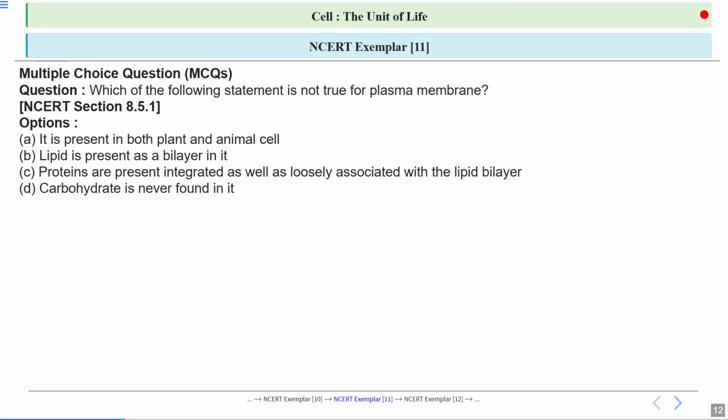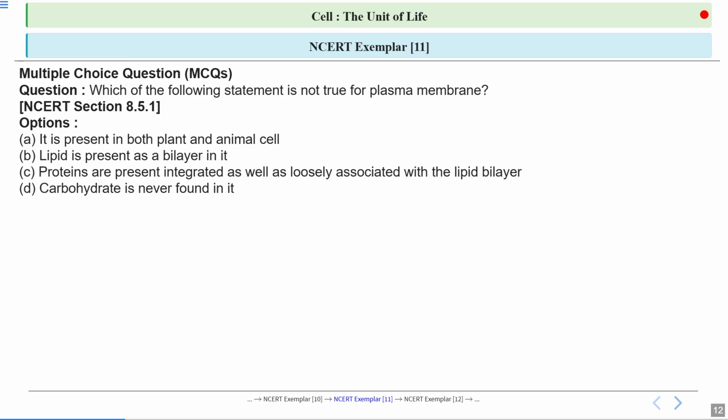So let us take another question here. Which of the following statements is not true for plasma membrane? Not true for the plasma membrane. This question is coming from NCERT section 8.5.1 and the options are as follows. It is present in both plant and animal cell. Lipid is present as a bilayer in it. Proteins are present integrated as well as loosely associated with the lipid bilayer, and carbohydrate is never found in it.